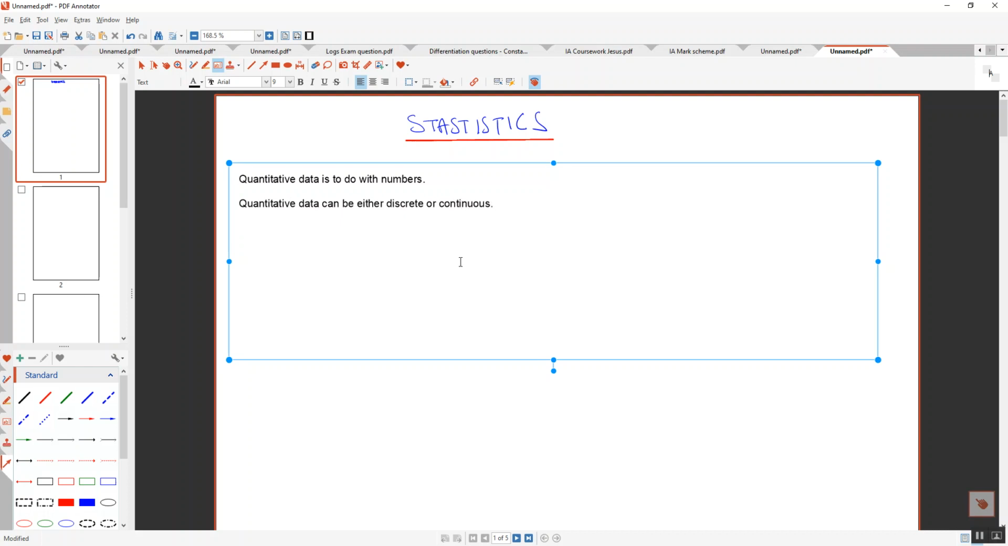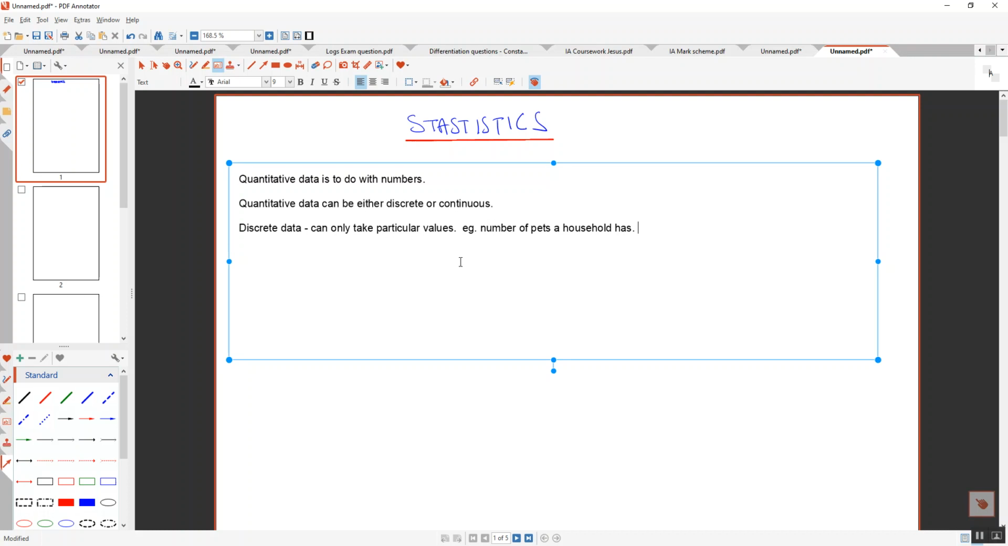Yes, so discrete is when it can only be 1 or 2 or 3. Continuous, it can be just any value. Right, yes. Discrete data can only take particular values. So, for example, the number of pets a household has. Okay, you can have 1, 2, 3, 0, 5, 10 pets. You can't have 1.32 pets.